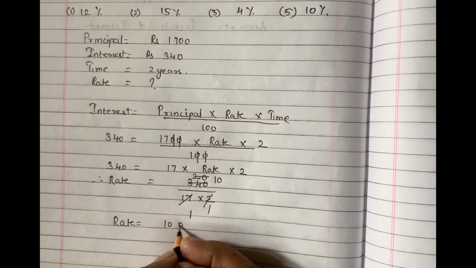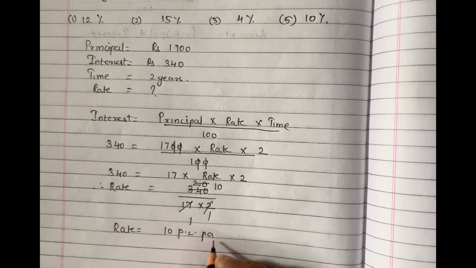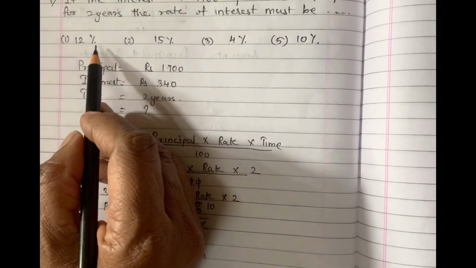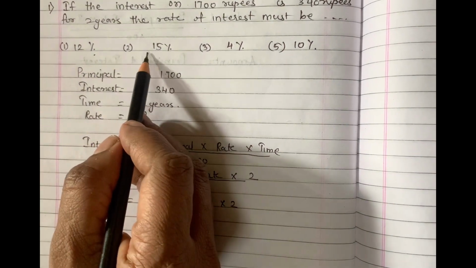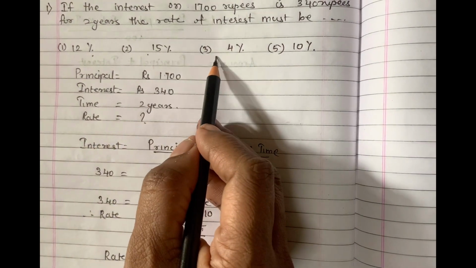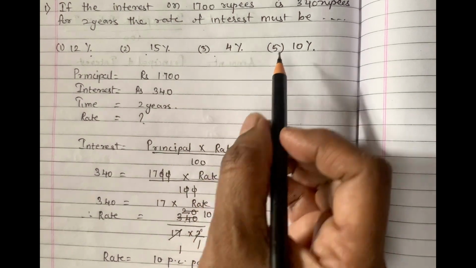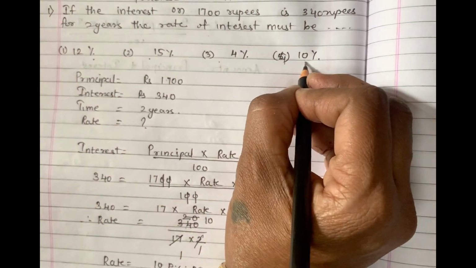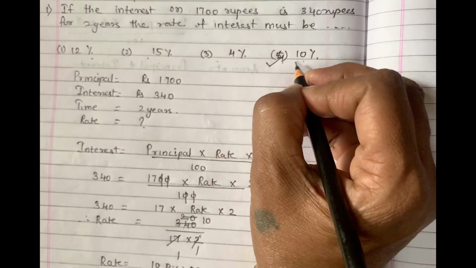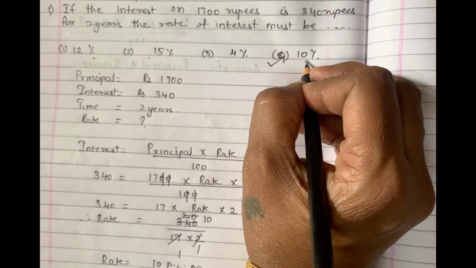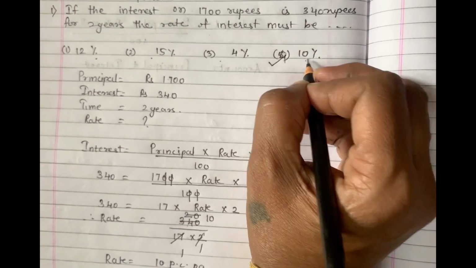10% per annum. So we will see the options. First option is 12%. Second is 15%. Third is 4%. Fourth is 10%. So your correct option is 10%. So the answer is what? 10%.